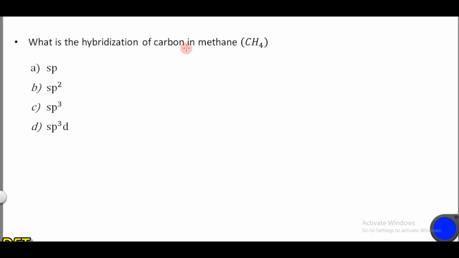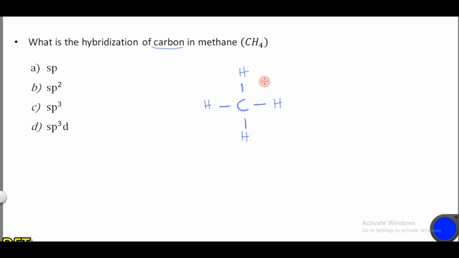What is the hybridization of carbon in methane? The first thing I would want to do here is to draw the structure of methane. So this is methane, having 4 sigma bonds from the carbon to hydrogen. If you look at this structure, we have 4 sigma bonds from the carbon attaching to hydrogen.